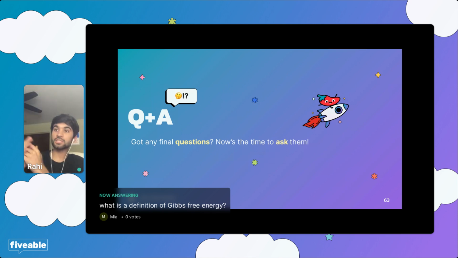Gibbs free energy is spontaneity. The definition of Gibbs free energy is the spontaneity of a reaction. How likely is a reaction to actually happen? Negative delta G, or negative Gibbs free energy, means that the reaction is spontaneous. It will happen, the occurrence of that reaction in a given system at constant temperature or constant pressure.